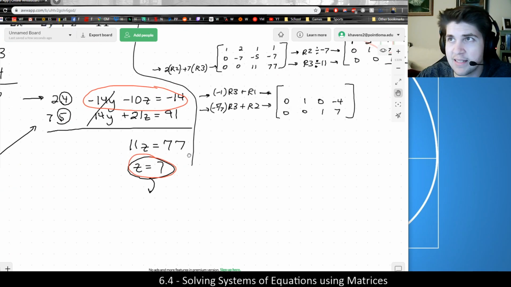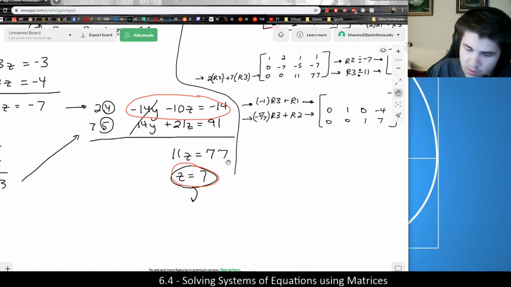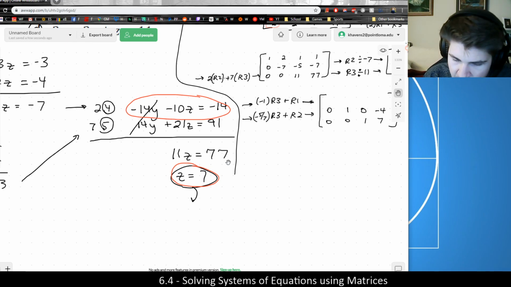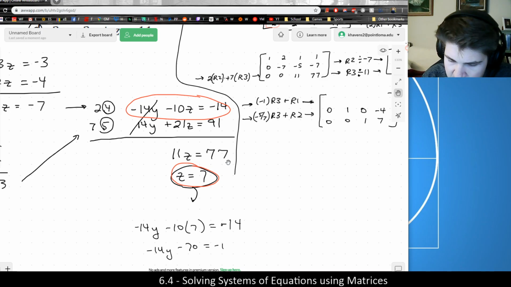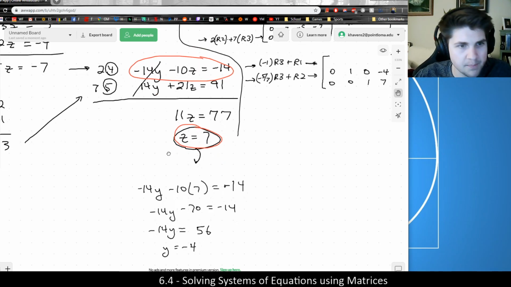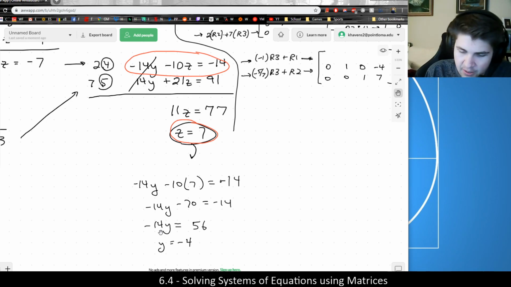Because if I take the z, plug it back in to equation 4 or 5 or whatever, let's just use equation 4. It said -14 times y minus 10 times z is equal to -14. Basically, I could have then found y. That's going to be -14y minus 70 equals -14. Add 70 to both sides would give me 56. And dividing by -14, 56 divided by 14 is indeed exactly -4. And I can see I get the same answer.